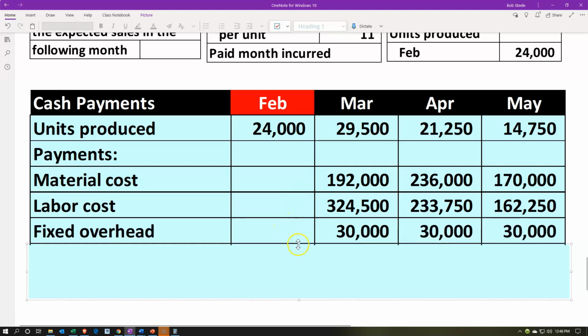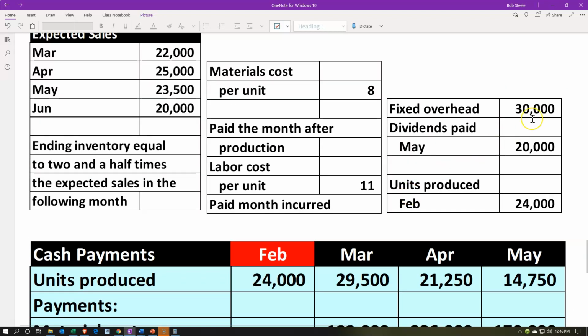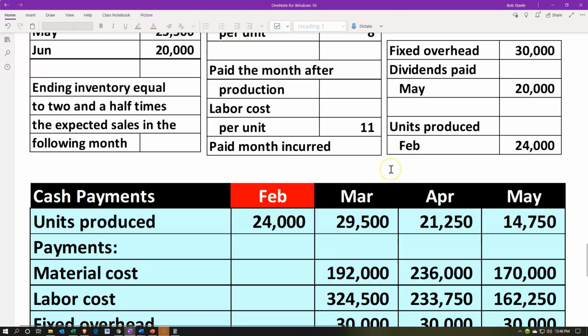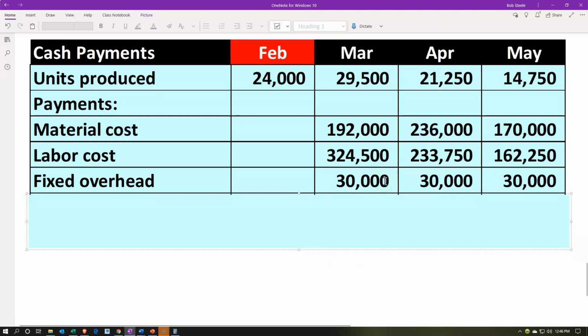We then have the fixed overhead at the $30,000. Fixed overhead, like rent, you can imagine, is often a fixed cost, which is going to be the same across the board, which is nice, and that'll be often the case for a lot of expenses, right? We expect to spend the same amount each month, possibly. So we would then copy that across.